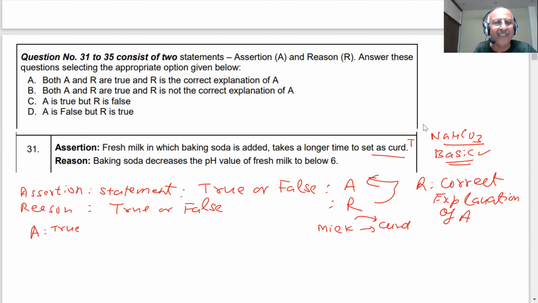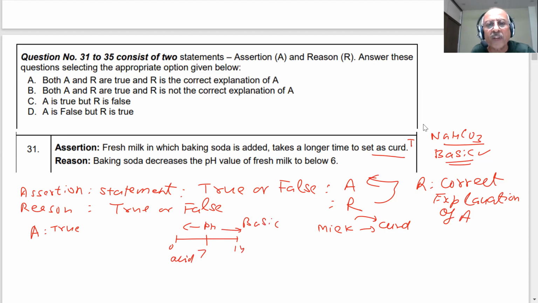Second, the reason: baking soda decreases the pH value of the fresh milk to below 6. Now again, student, what is the pH? This is 7, and here you have 14, and 0. This is our pH scale, student. As you go down this side, pH is more acidic, and pH more than 7 is basic. You have seen the pH scale.